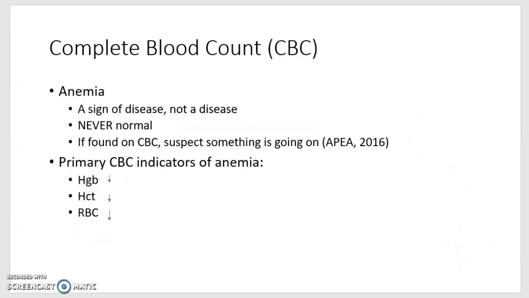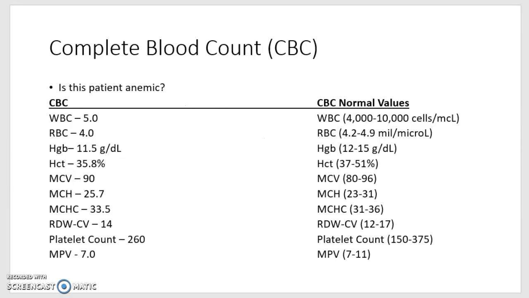So one thing we need to understand is anemia is a sign of a disease. It is not a disease. If you ever see anemia, it is not normal and it needs to be investigated. Primarily when we're looking for a CBC indicator of anemia, we're looking at 3 primary values, and that's our hemoglobin, our hematocrit, and our red blood cells.